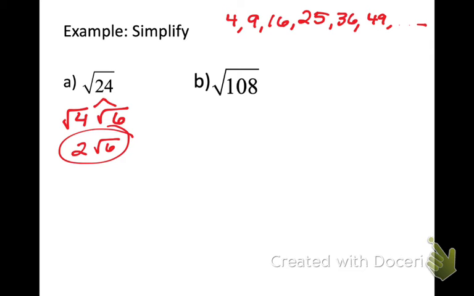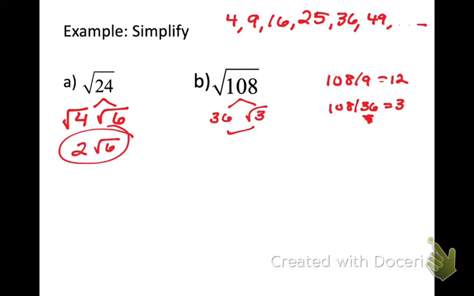If I do 108, my largest perfect square, well, 108 divided by 9 is 12, but that's making me feel like I can go a little bit higher than that. 108 divided by 16 is 6.75, so that's not it. 108 divided by 36, there it is. So 108 divided by 36 is 3. So 36 is the perfect square I want. So 108 is the same as 36 times 3. Oops, put your square roots above them. The square root of 36 is 6, and you're left with a square root of 3. So 6 square roots of 3.